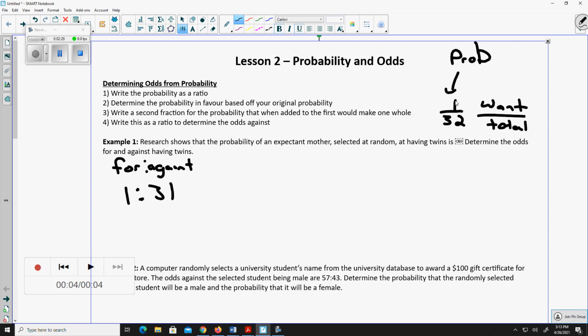Okay? And then what are the odds against having twins? Well, you would just switch that around. For the event not to happen, it would be 31, and then the time that it wouldn't happen would be 1. Okay? Any questions about that? Of course not, because I'm here recording by myself.